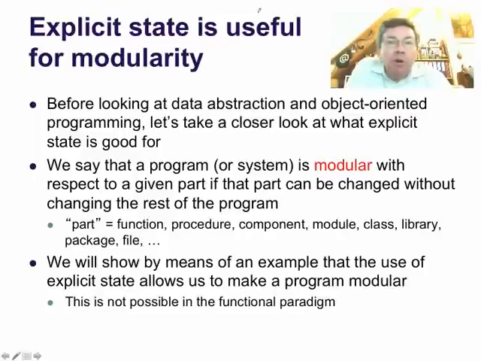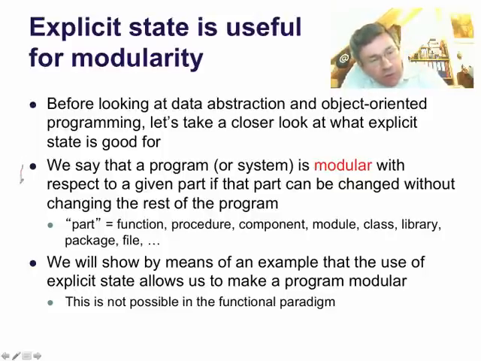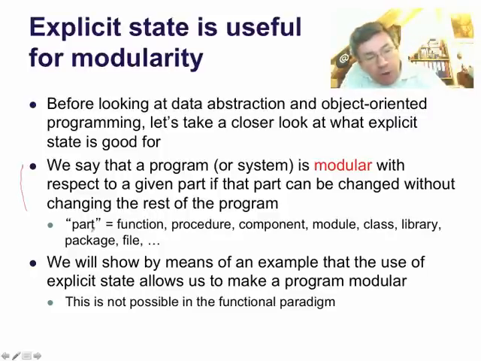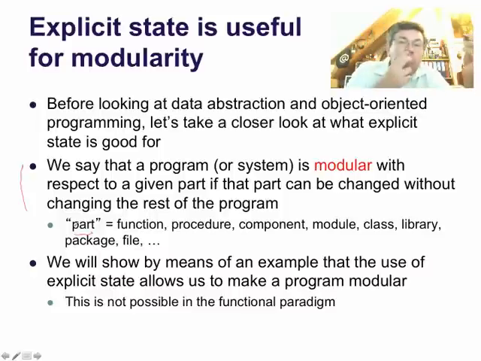Okay, before looking at data abstraction and object-oriented programming, let's take a look and see what explicit state is good for. So let's introduce a definition. We say a program is modular with respect to a given part if we can change or update that part without changing the rest of the program. By part, we mean many possible things. It could be a function, procedure, component, an object, a module, etc.